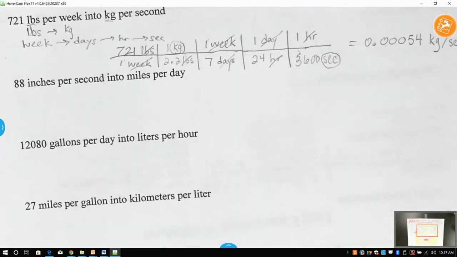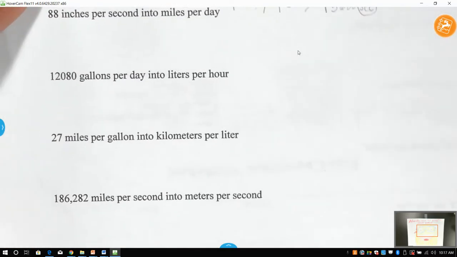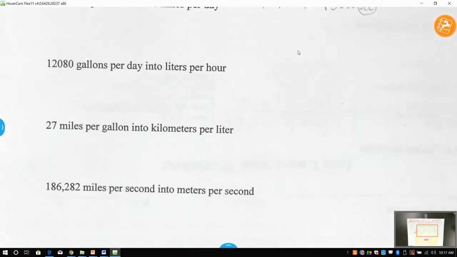All right, go one more. We're going to try one more. Okay. Anybody want to pick which one of these 4 we do? Let's do one of the gallons to liters ones.